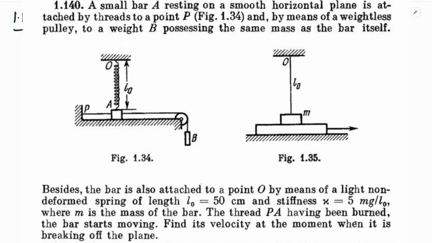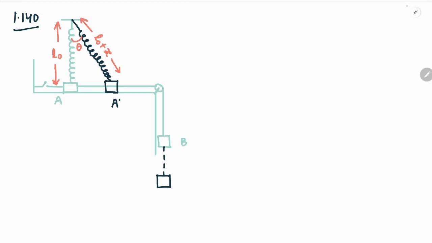The thread PA having been burned, the bar starts moving. Find its velocity at the moment when it is breaking off the plane. So before we start this problem, let us first of all draw a diagram of the situation shown. Over here we are considering the diagram in the following way.